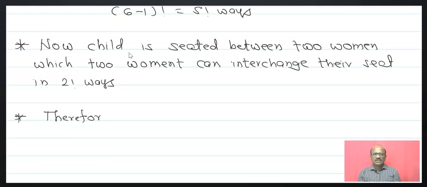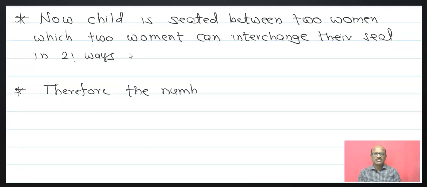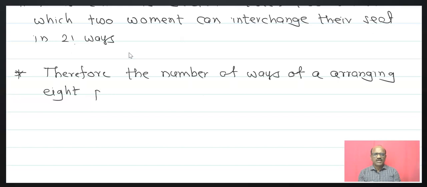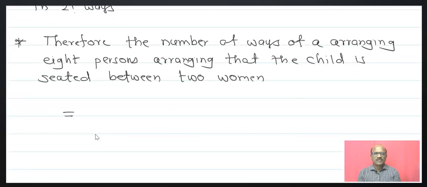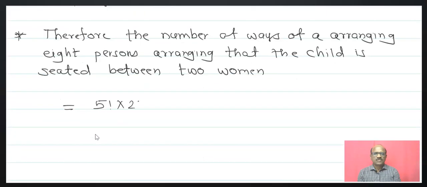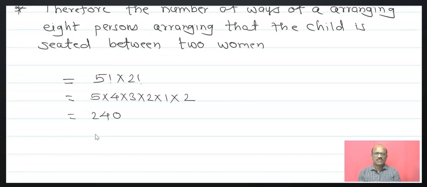Therefore, the number of ways of arranging 8 persons such that the child is seated between 2 women is equals to 5 factorial into 2 factorial, and that is equals to 5 into 4 into 3 into 2 into 1 into 2, that is equals to 240.